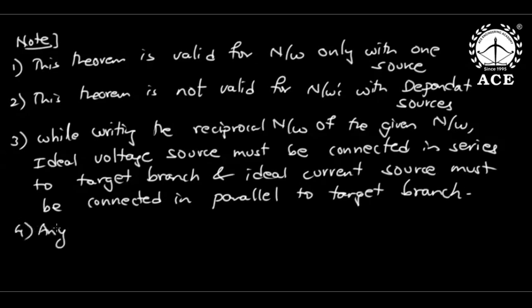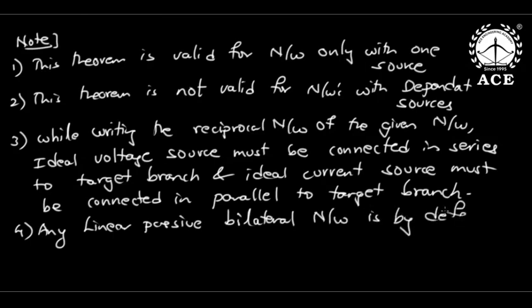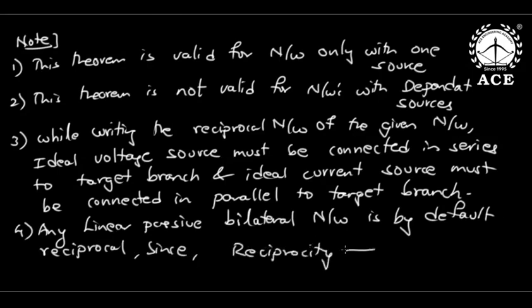Then any linear passive bilateral network is by default reciprocal, since reciprocity means passivity. Read these points. I will explain. Still one more point I will tell. First, read this point, everyone.